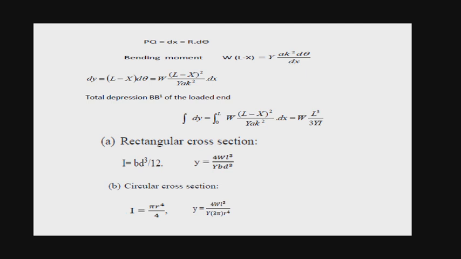So, PQ is equal to dx, which is equal to R into d theta. Bending moment, that is W into (L minus x), is equal to Y A K square into d theta divided by dx. Draw tangents to the neutral axis at P and Q meeting the vertical line at C and D.